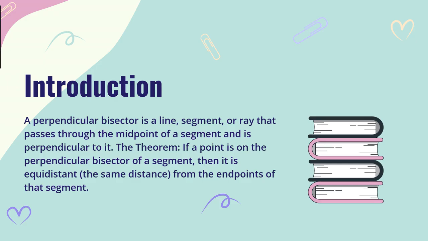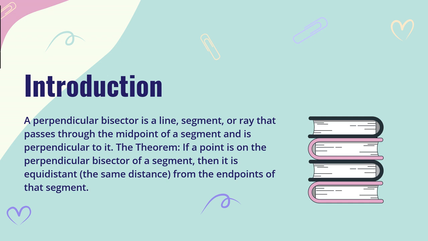Firstly, the introduction. A perpendicular bisector is a line, segment, or a ray that passes through the midpoint of a segment and is perpendicular to it. So, as it says in its name, the angle here and the ray that passes through it has to be perpendicular to the line that it's passing through.